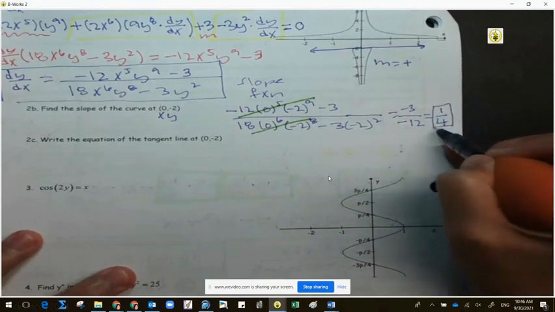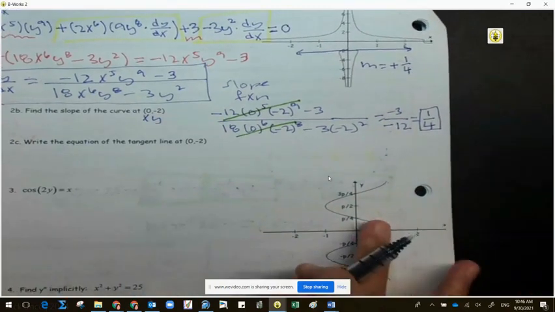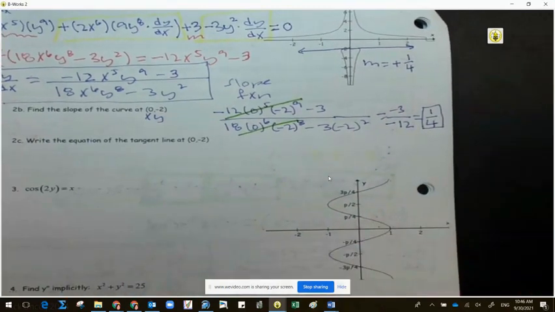All right, so here's my slope. So let's go up here. So the slope is very, very shallow. It makes sense that we have 1/4.